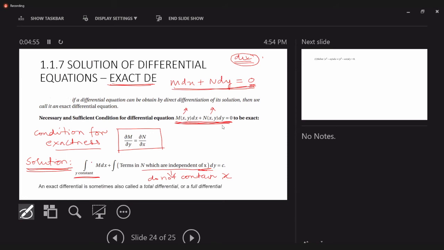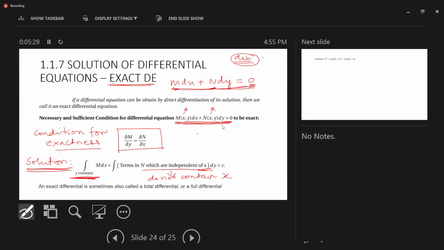First, you understood what M and N are? M and N are either functions of x and y, or they can be functions only of x or only of y, maybe along with some constant also. Generally we write M(x, y) and N(x, y). So integration of M dx, while integrating, you treat y as a constant. That is why I have written y constant, plus integration of those terms in N which are independent of x.